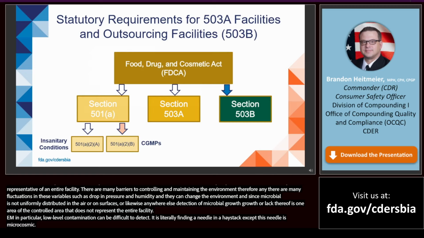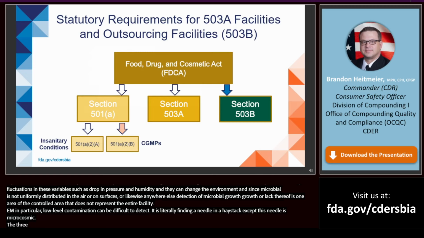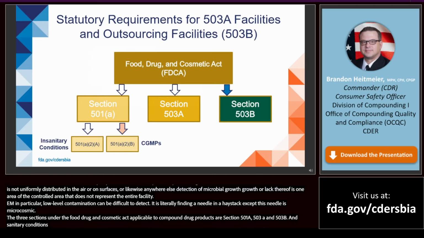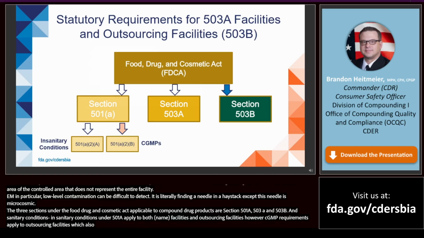The three sections under the Food, Drug, and Cosmetic Act, also known as the FD&C Act, that are applicable to compound drug products are sections 501(a), 503A, and 503B. Insanitary conditions defined under section 501(a)(2)(A) apply to both 503A facilities and outsourcing facilities, 503B. However, CGMP requirements under Section 501(a)(2)(B) apply to outsourcing facilities, which are also called 503Bs, and not 503As. They also apply to traditional drug manufacturers, CGMPs, that is.